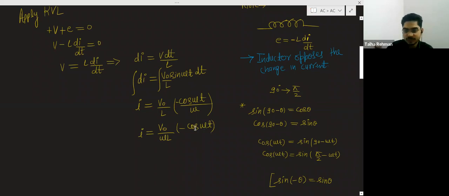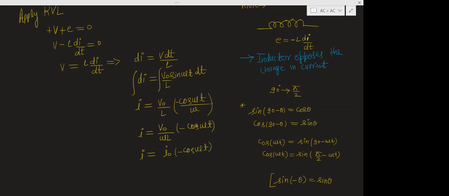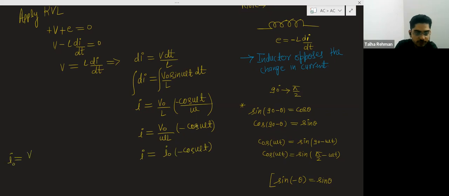Actually, we will do a different thing. This term V naught by omega L is known as I naught. So you can write I is equal to I naught, and this is minus cos omega t. What is I naught? I naught is equal to V naught by omega L.